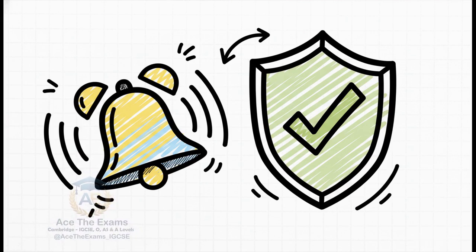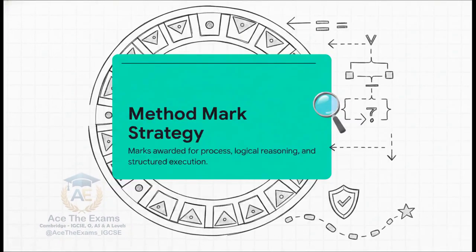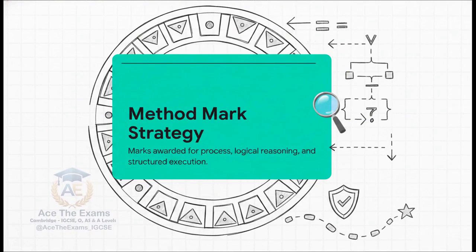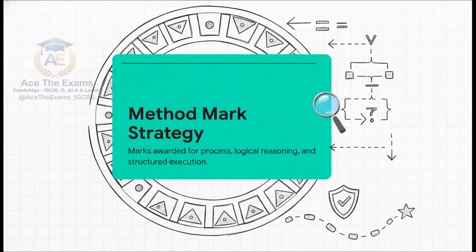All right, let's get back to the evidence board. Okay, let's reveal the absolute holy grail, the decoder ring examiners use. It's called the method marks strategy. Method marks are awarded strictly for the underlying analytical process, logical reasoning, and structured execution.